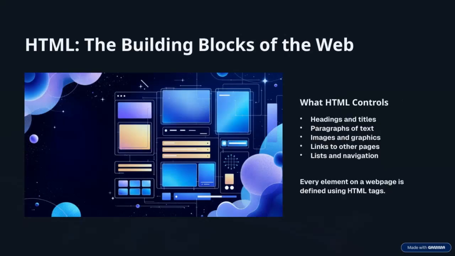All right, let's dive into slide 4. So every element you see on a web page is actually defined using HTML tags. Think of these tags as the building blocks that tell the browser how to display content. For example, headings and titles are marked up with specific tags like H1, H2, and so on, which help organize the page and make it easy to read. Then, there are paragraphs of text, which are wrapped in paragraph tags, providing structure and clarity.